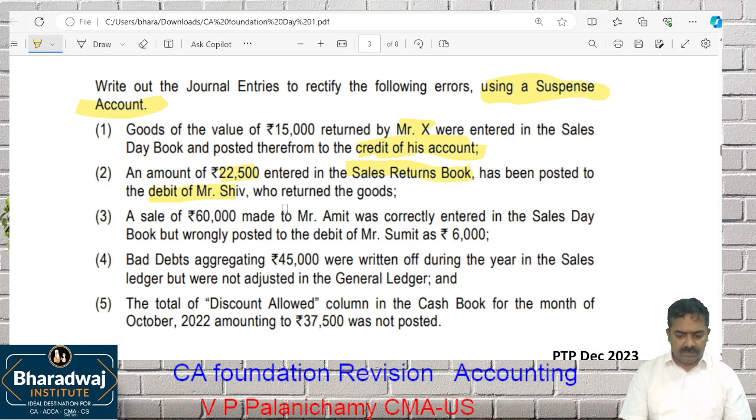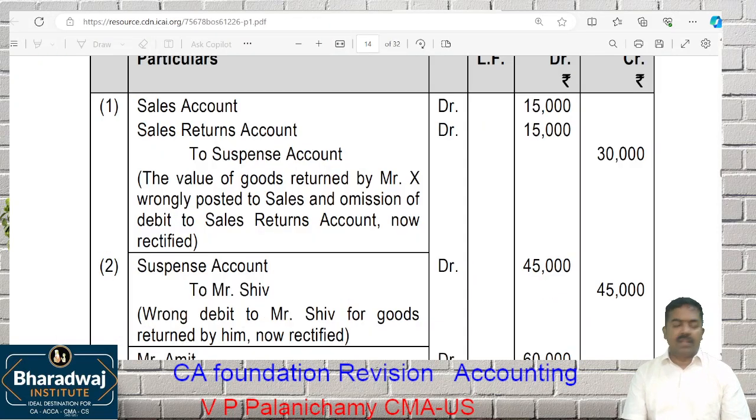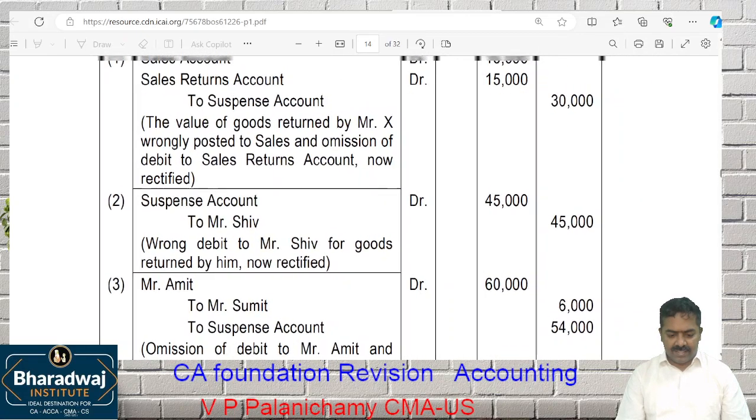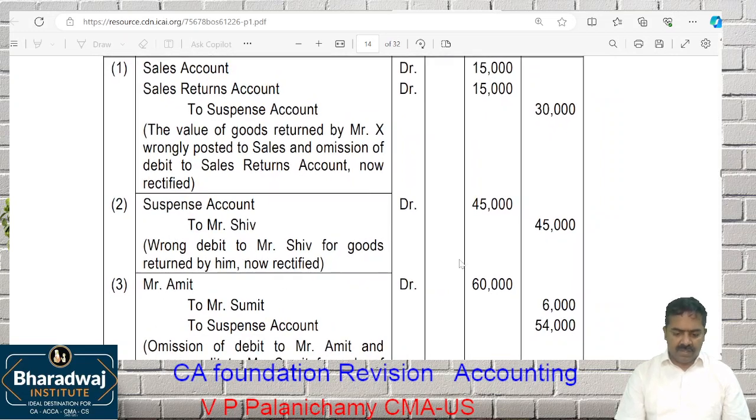Next, look at what they have given. 60,000 sales made to Amit was correctly entered in sales book but wrongly posted to which one? Debit of Sumit. We should have debited what? Amit with 60,000, but we wrongly debited Sumit with 6,000. So Amit account debit to Sumit account to which account? Suspense account. Debit Amit 60,000. Why credit Sumit? Wrongly debited. The difference will go to suspense account. Sales is correctly posted. There is no mistake in sales.